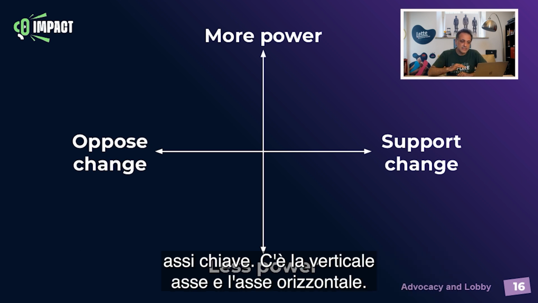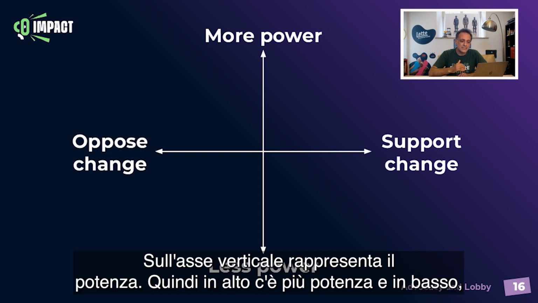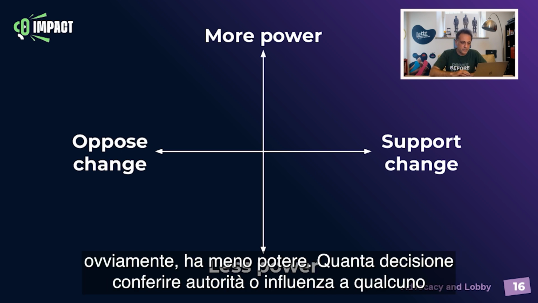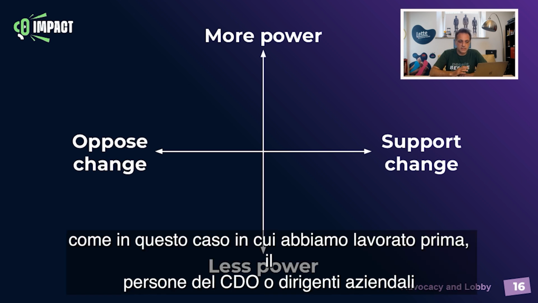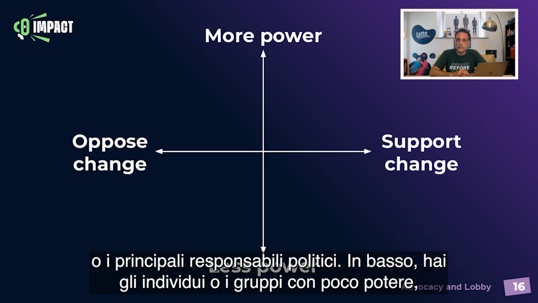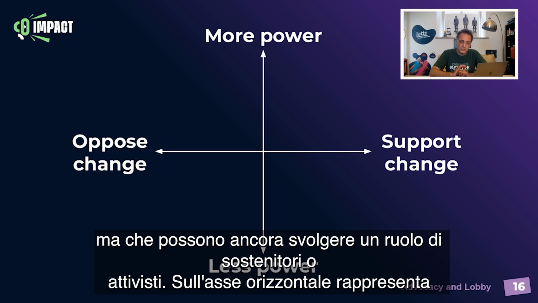There is the vertical axis and the horizontal axis. The vertical axis represents the power. So up is more power and below, of course, is less power. How much decision-making authority or influence someone has over the issues that you are campaigning for. At the top, you have the most powerful people, such as, in this case that we worked on before, the people from the city hall, or the corporate executives, or the key policymakers. At the bottom, you have the individuals or groups with little power, but who may still play a role as supporters or activists.